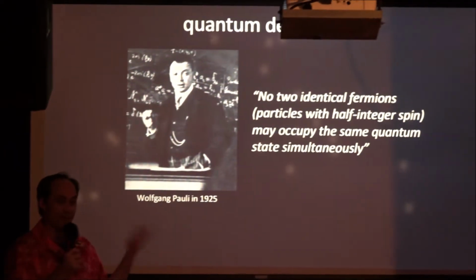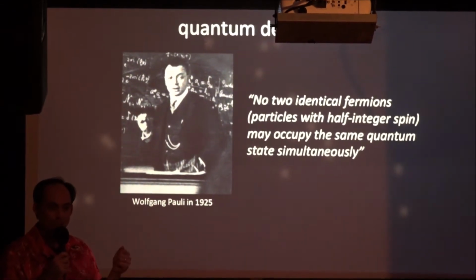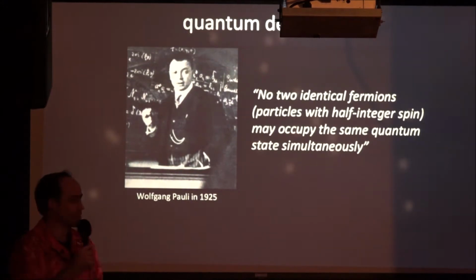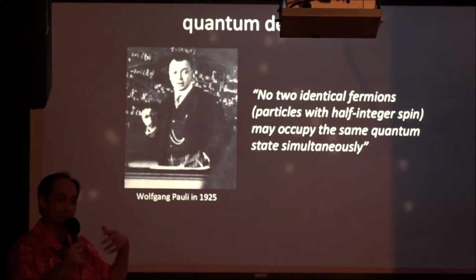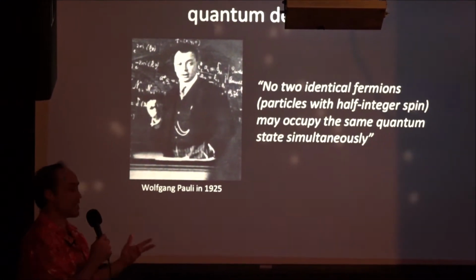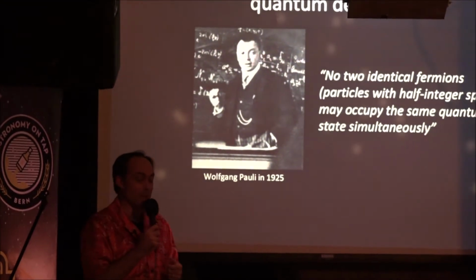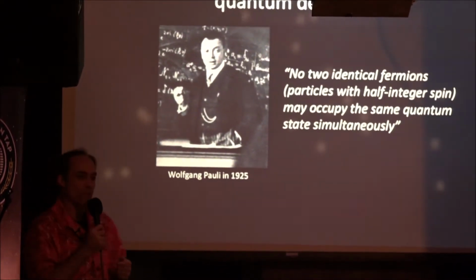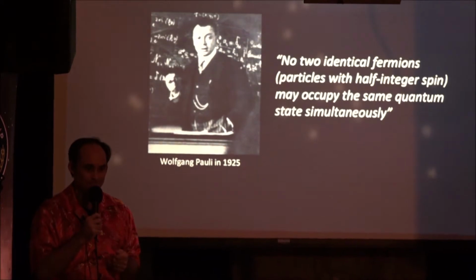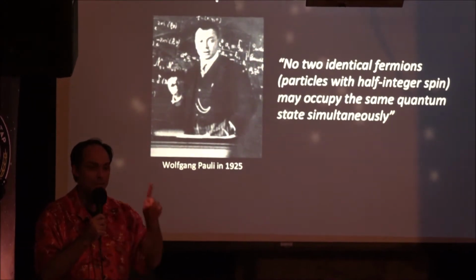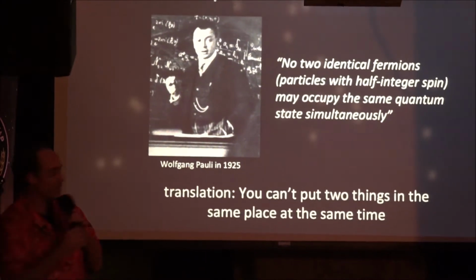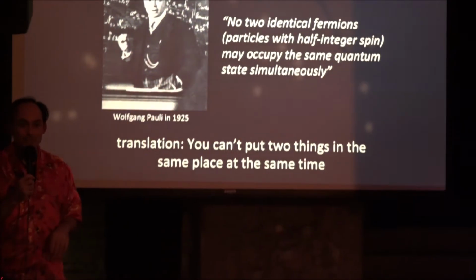This is a theory that several early scientists in the early 20th century devised to explain the inner workings of matter at the very fundamental scales. One of the principles that came out of this is known as the Pauli exclusion principle. It can be stated as: no two identical fermions, particles with half-integer spin, may occupy the same quantum state simultaneously. Everyone got that? There will be a test at the end. If that's not clear, here's another way you can say it: you can't put two things in the same place at the same time.